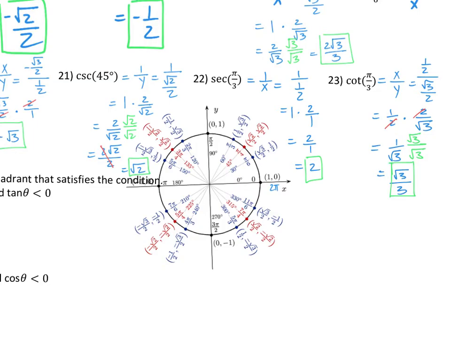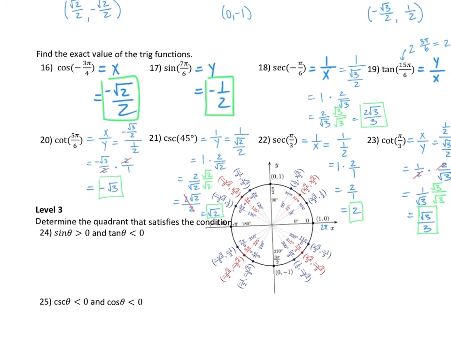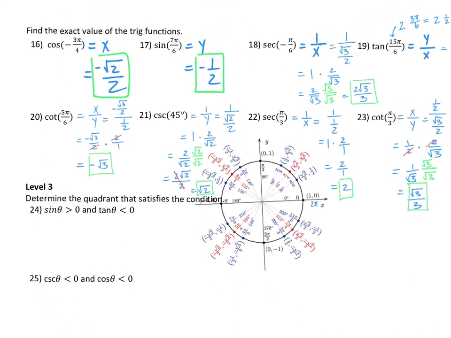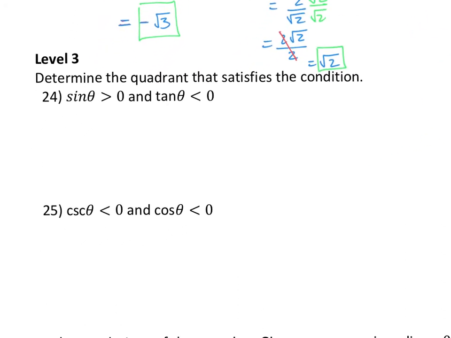Okay, so that there is all of those exact value trigs where you're using the unit circle. So make sure you know how to read a unit circle. So for this next part here, level 3, we are going to be talking about determining the quadrant that satisfies the condition.